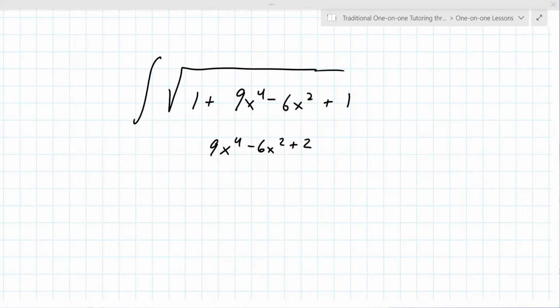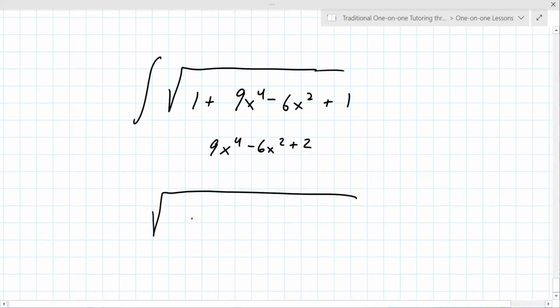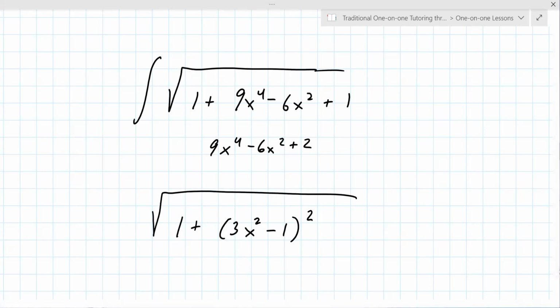It did not happen. This does not, but this one on the right is a perfect square trinomial. That's why I'm sort of bothered by this, because it becomes the square root of 1 plus 3x squared minus 1, squared. But this right here is a trig substitution integral, and a really horrible one. Let me check. Yeah, this one doesn't do anything good.